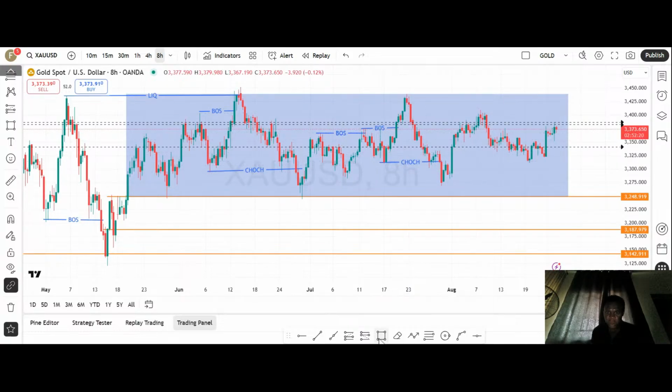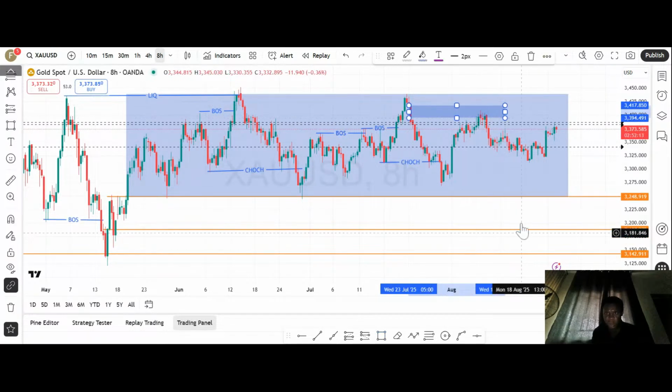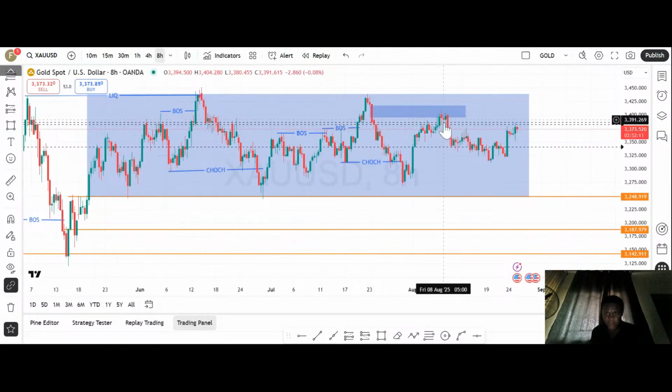Now there's another fair value gap here, right? See, there's another one here. Let me mark it out. So what happened? He was buying. As he was buying, he can't change character. Now he's pulling back to sell again. Why is he pulling back? I'll go to a lower time frame and find out why.